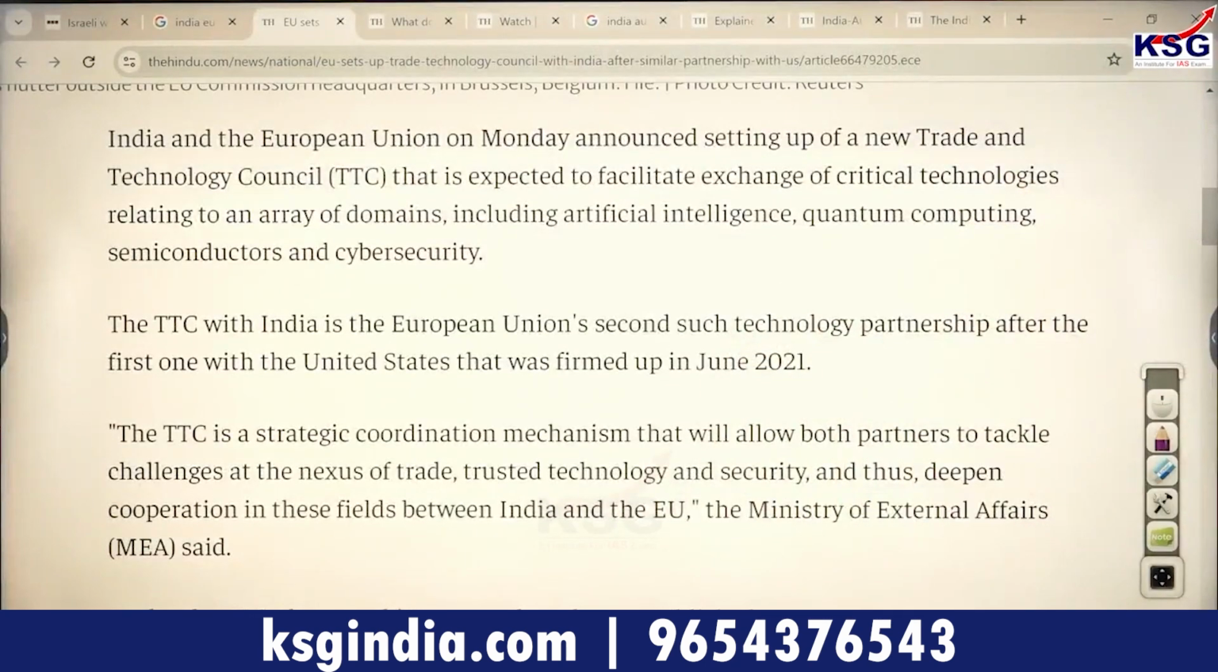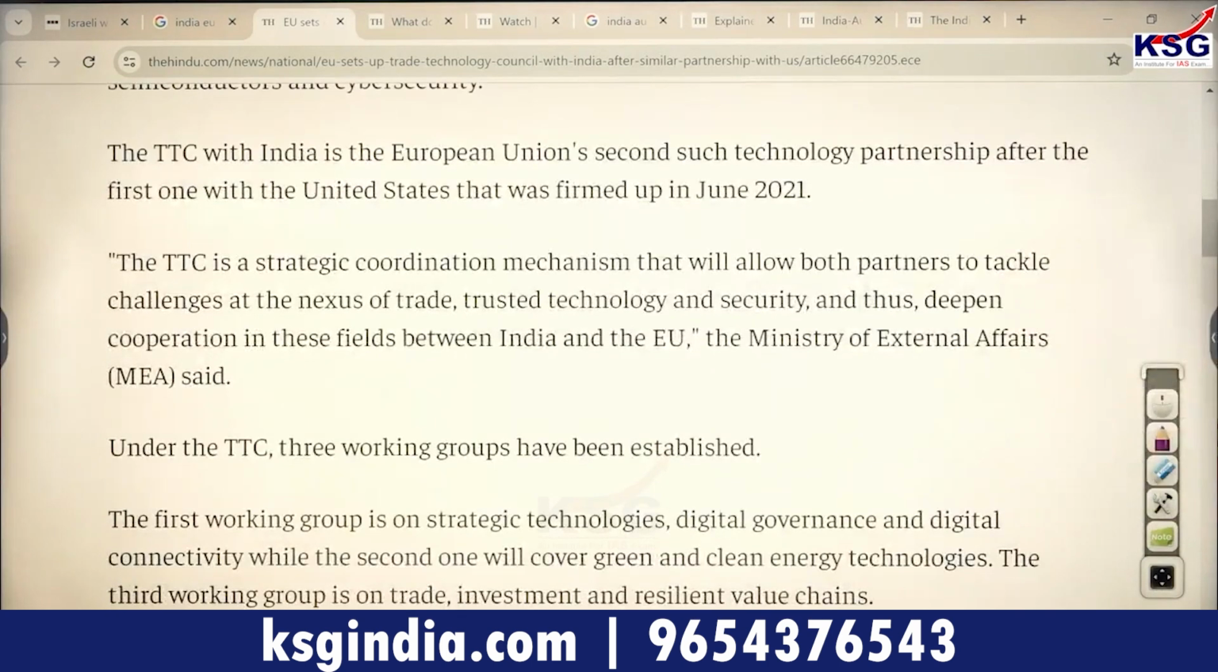India and the European Union on Monday announced the setting up of a new TTC that is expected to facilitate exchange of critical technologies relating to an array of domains including artificial intelligence, quantum computing, semiconductors and cybersecurity. The TTC with India is the European Union's second such technology partnership after the first one with the US that was formed in June 2021.